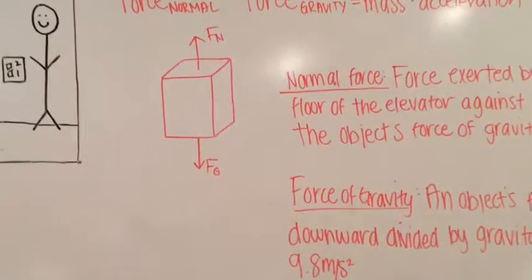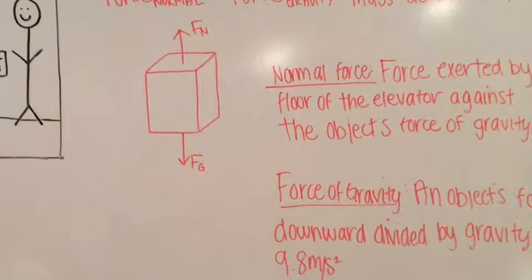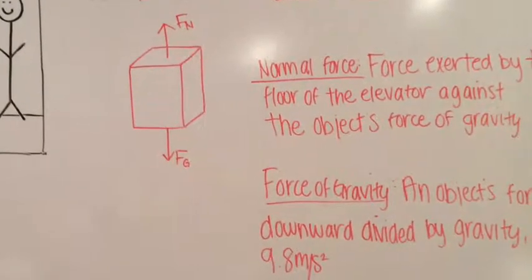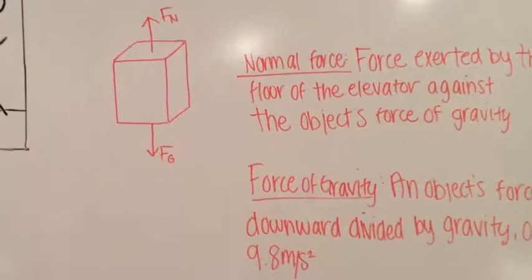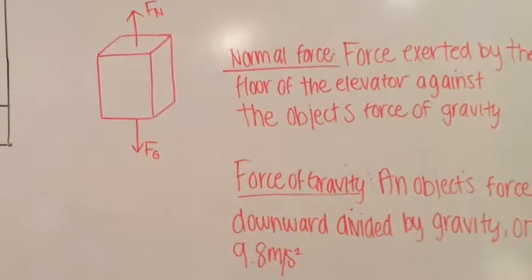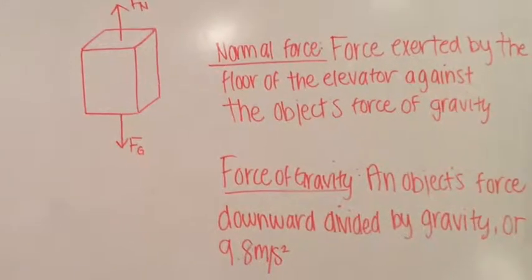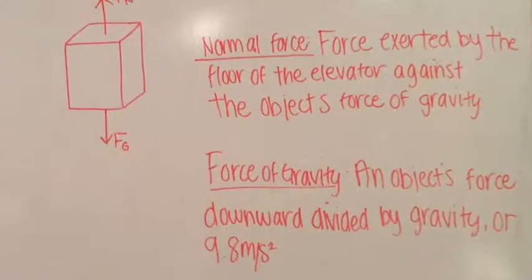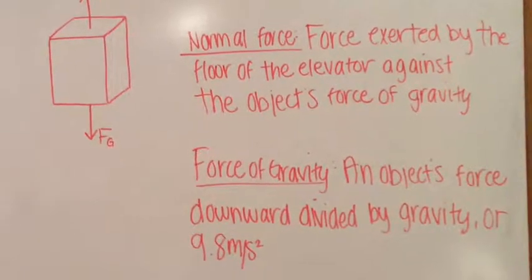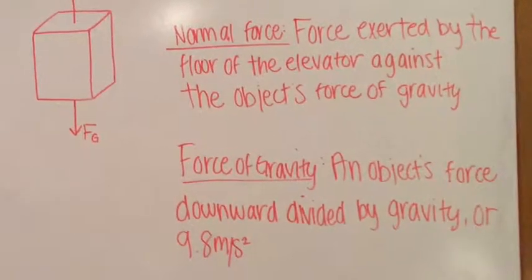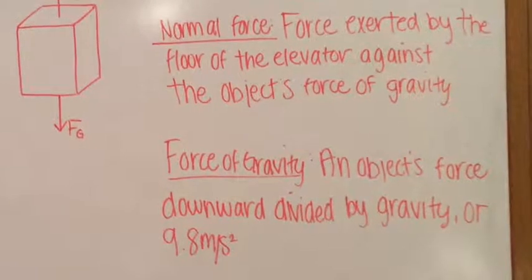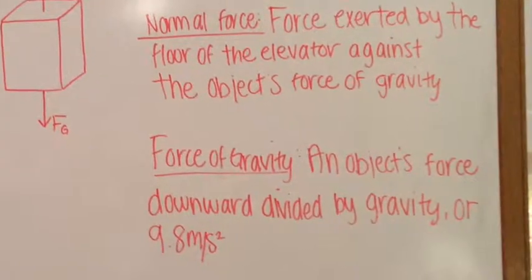This way, all the variables in our equation, F_N minus F_g equals mass times acceleration, will be accounted for except for acceleration, which is the variable that we'll be solving for. We hypothesize that when you're at rest, the acceleration will be 0, and when you're going up, the acceleration will be positive, and when you're going down, the acceleration will be negative.